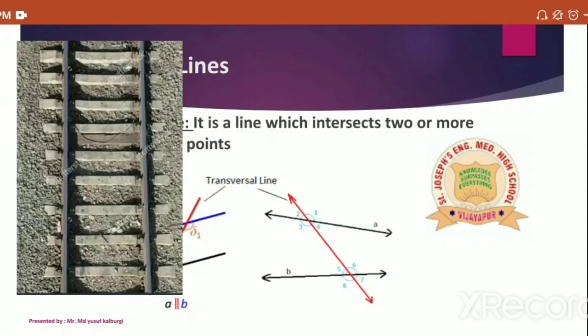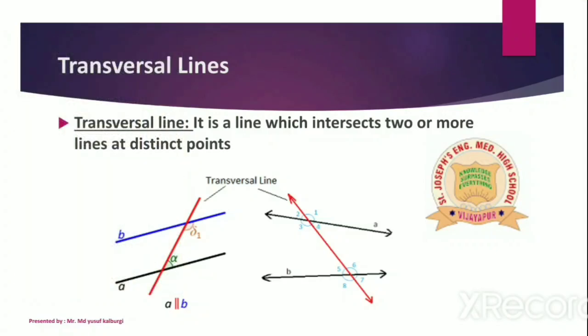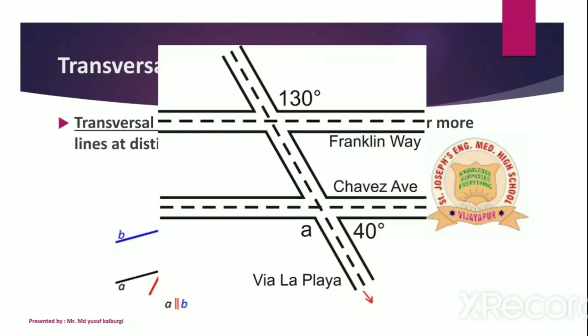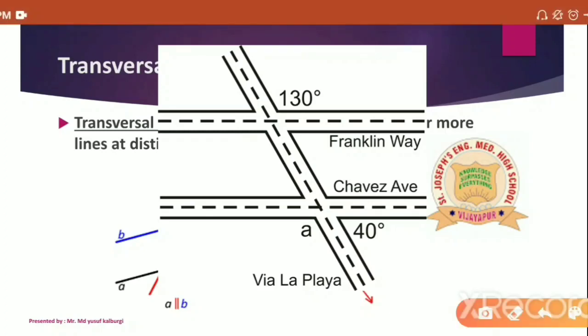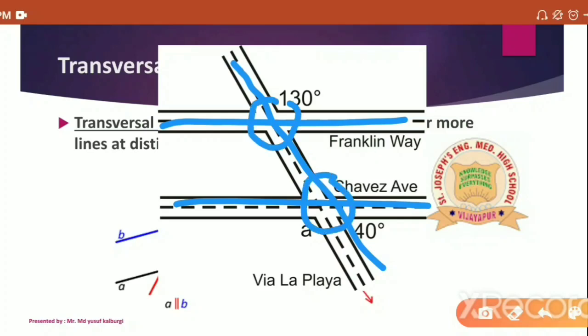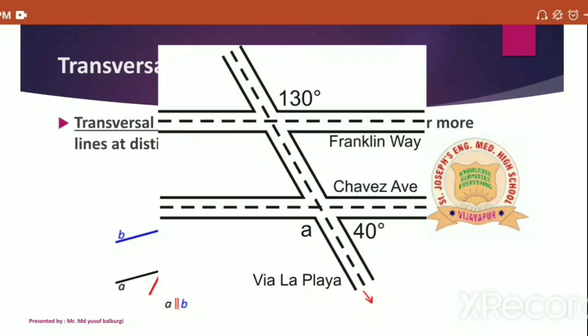So let's go for the second example. Now you can see that in the second example there are two roads and they are being intersected by one more road. That one more road which is intersecting both the roads is called a transversal line. See, here there are two roads and they have been intersected by one more road. That road which is intersecting both the roads is called a transversal line. It is intersecting at two different points. So let's go for the next example.